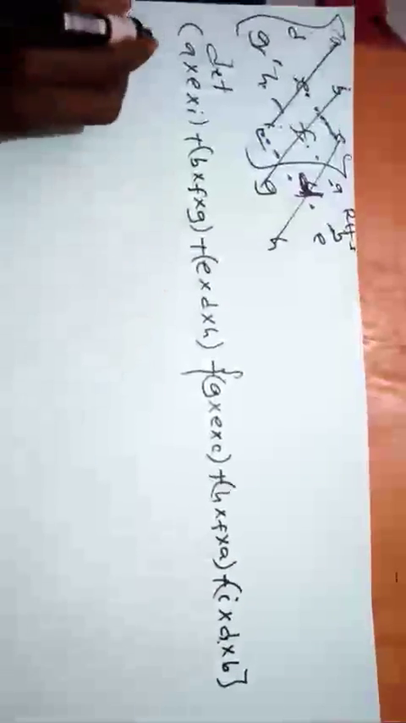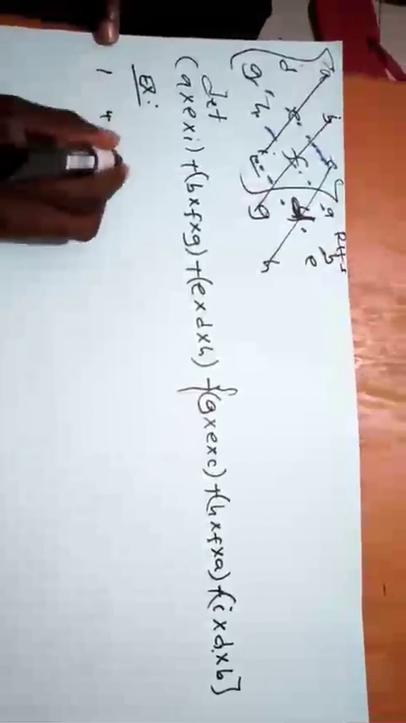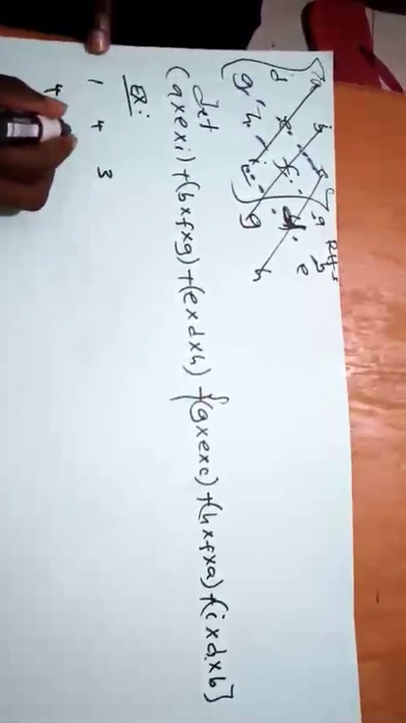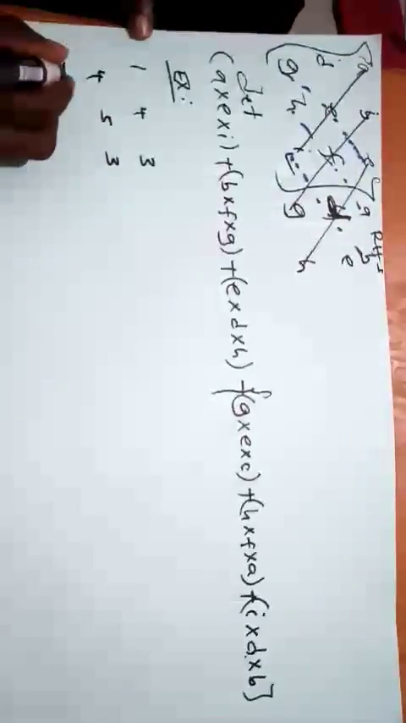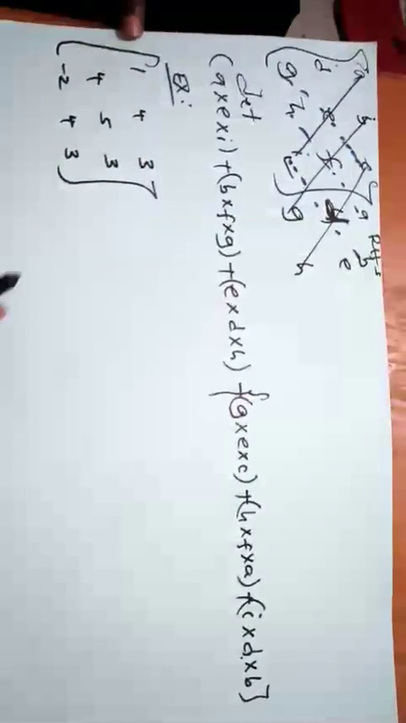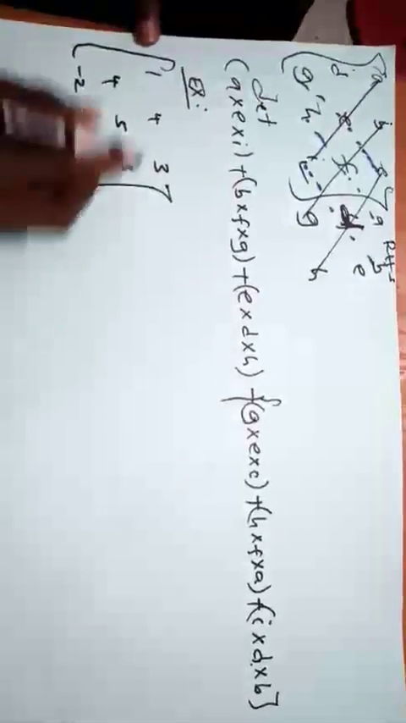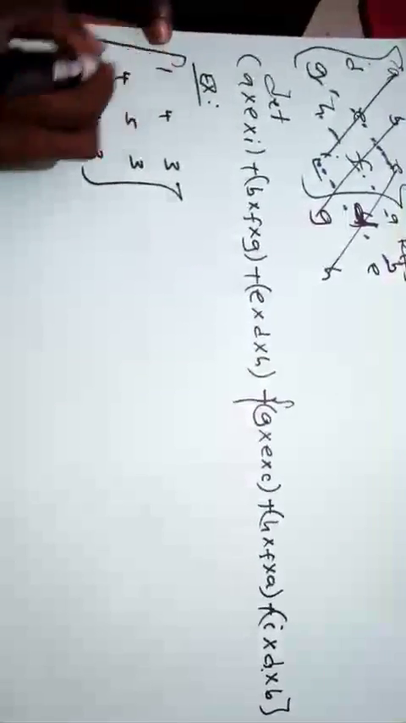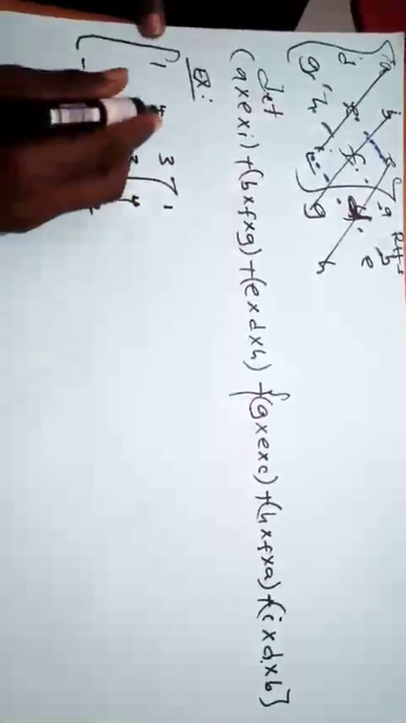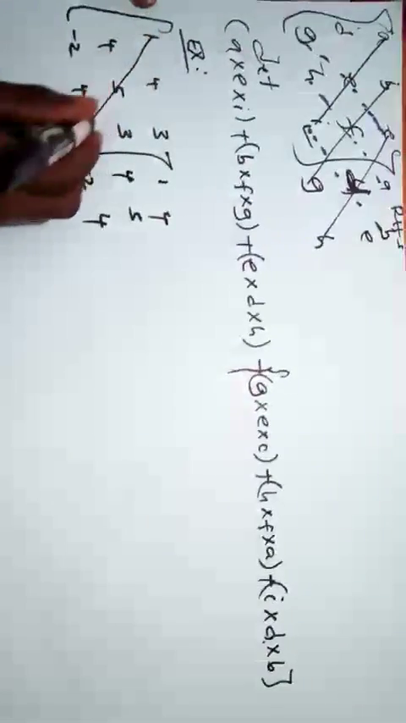So we can take an example using numbers. Let us assume we have 1, 4, 3, 4, 5, 3, negative 2, 4, 3. I'm using a negative because normally teachers use the simple examples, then they give the hard ones. So in that case, we take the two columns, we are going to add 1 here, 4 and negative 2. Then we have 4, 5, 4. So for the first case, what we do, we take these elements.